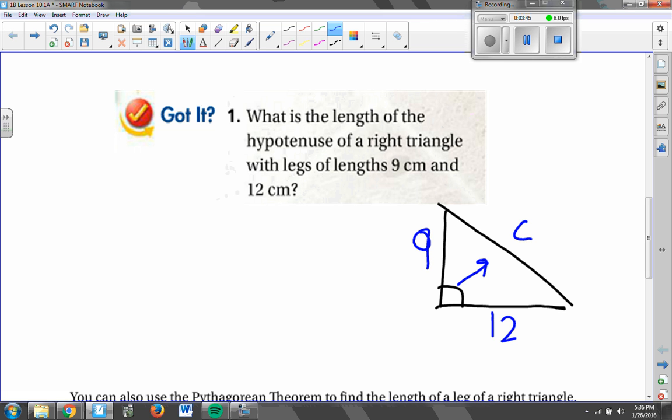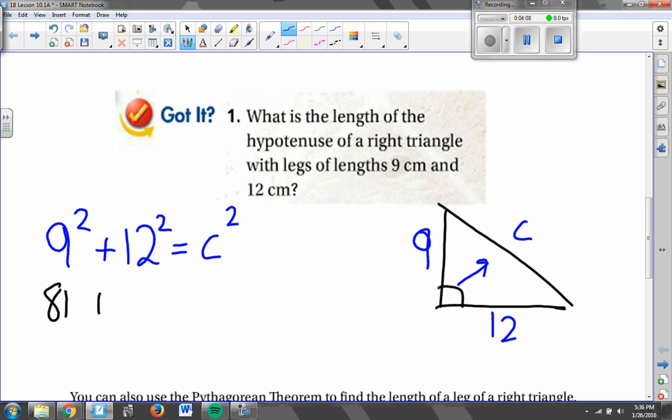Well, I'm going to put the information that I know into the Pythagorean theorem and solve for the one that I don't know. Okay, so in this case, it looks like this. A squared plus b squared equals c squared. Okay. Now 9 squared, 9 times 9, that's 81. 12 times 12 is 144. That's equal to c squared. Okay, so now I'm just simplifying the left side of that equal sign.